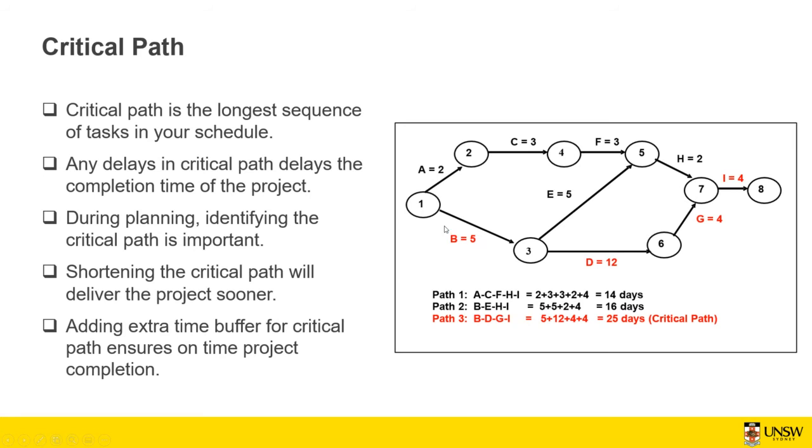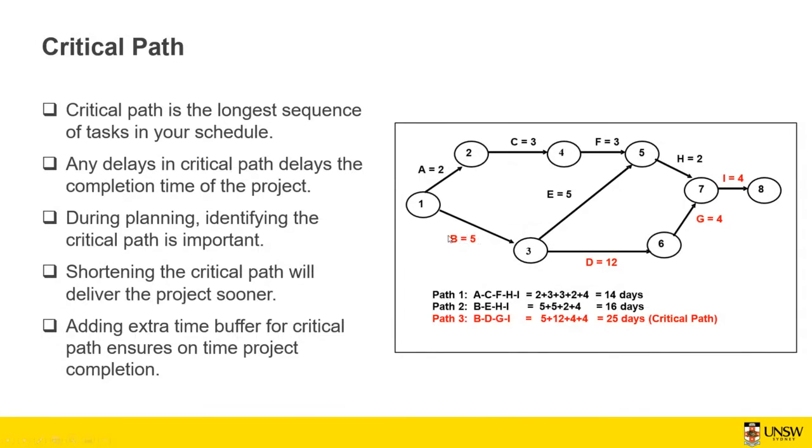As you can see, this path 1, 3, 6, 7, 8 takes 25 days, which is larger than the other two paths that we got here. So this path and also this path. So this is going to be our critical path, which means that if we delay any task of B, D, G, or I, then the project is going to be delayed at the same time.